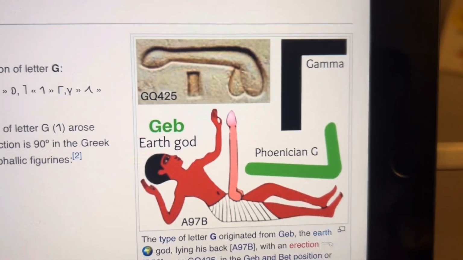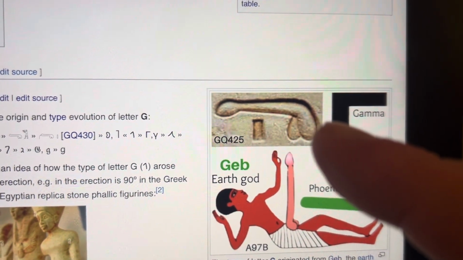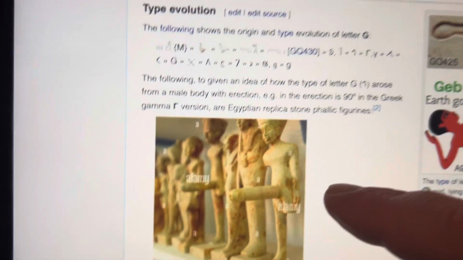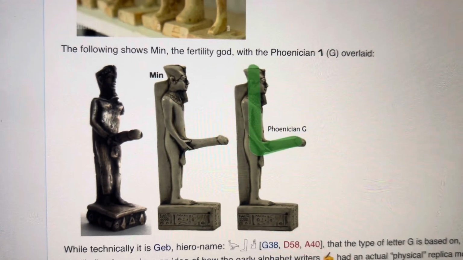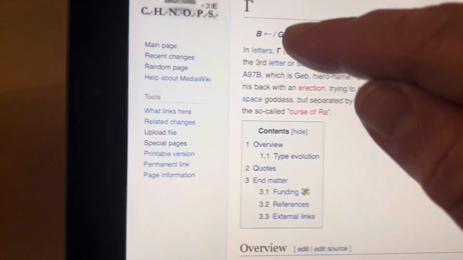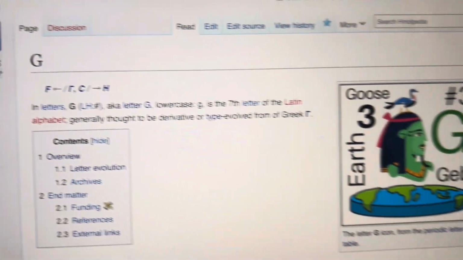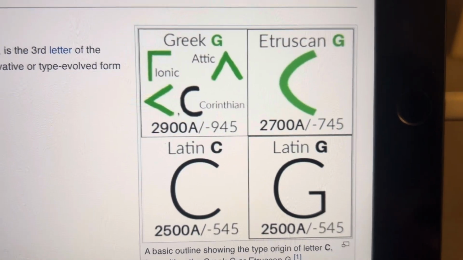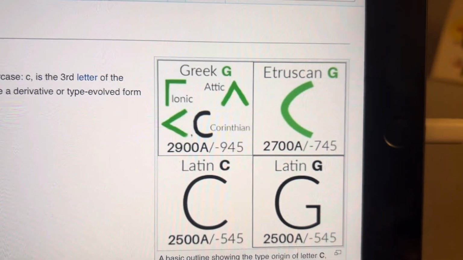Type based on the earth god Geb with an erection, or ejaculation or seeding, which is semi-based on these figurines. There's the Phoenician G over the god Min. This eventually became G in Latin and C in Etruscan, turned Latin and Greek by letter form change.